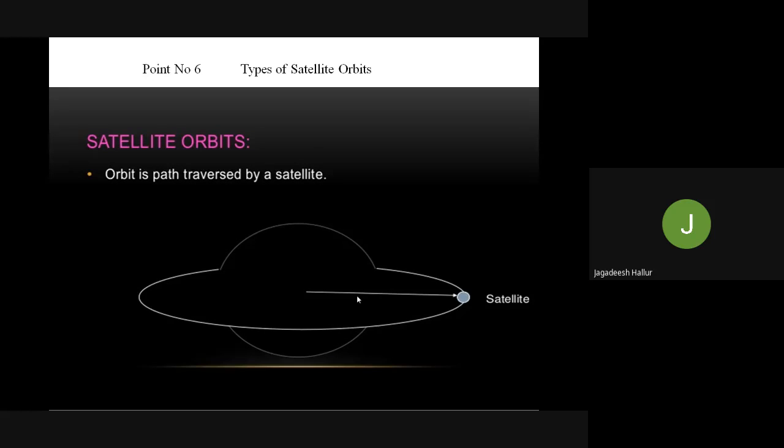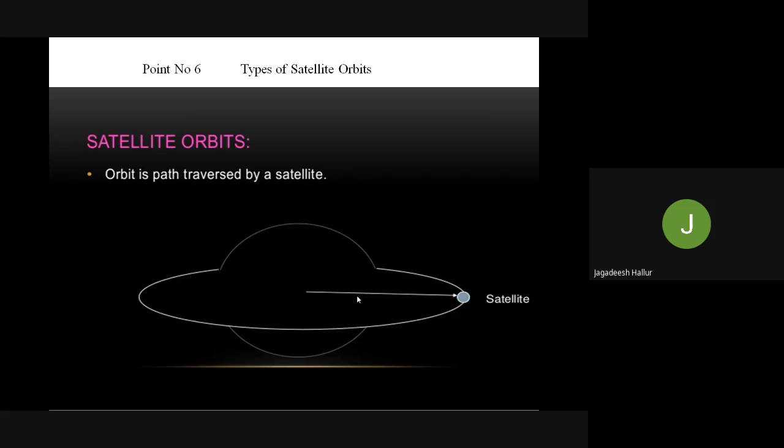Okay, point number 6 is types of satellite orbits. You have seen what is meant by orbit. Orbit is the path that a satellite maintains. In this, there are mainly three types of orbits: low Earth orbit, medium Earth orbit, and geostationary orbit.